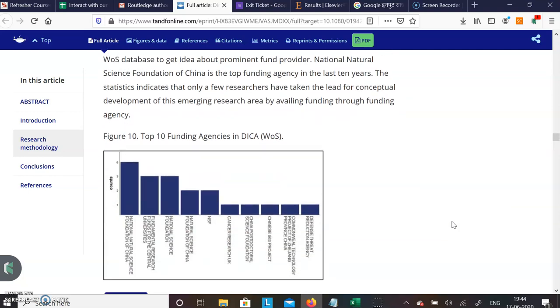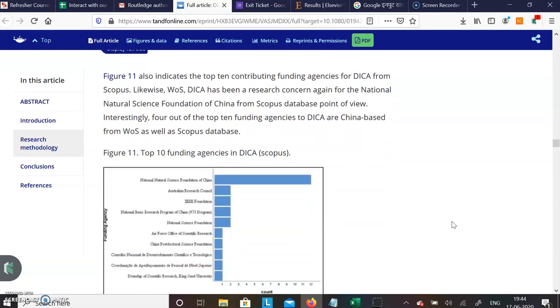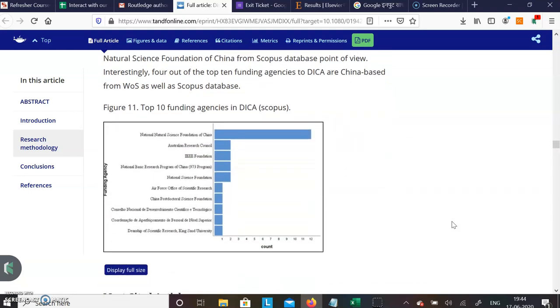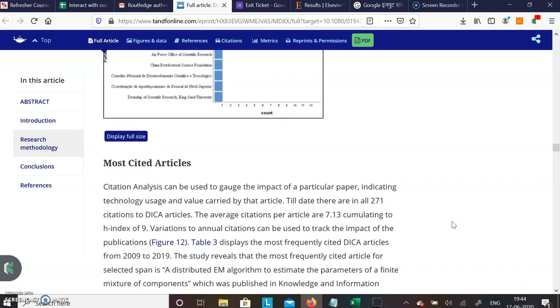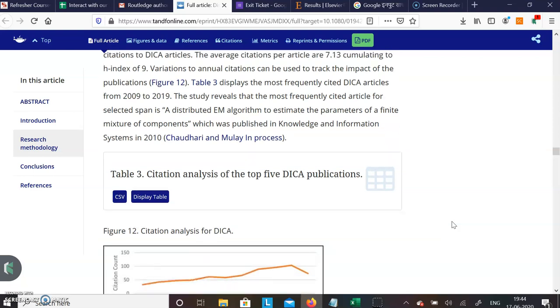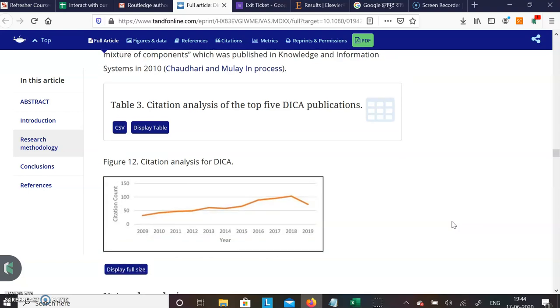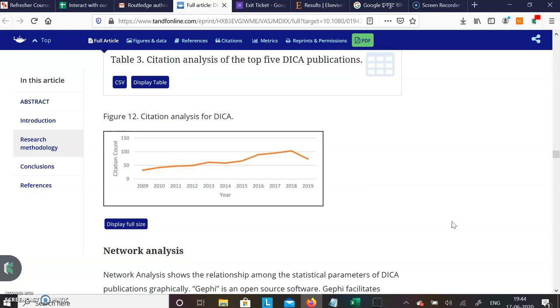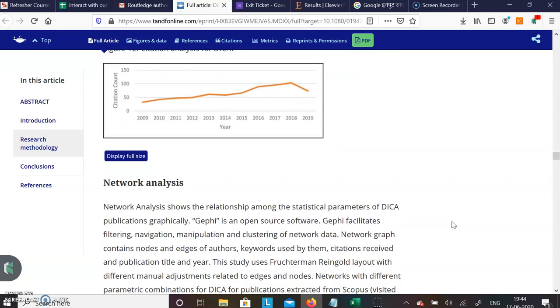These are the funding agencies from Web of Science who have supported the research in DICA. Figure 11 shows the funding agencies who have given financial support to the research in DICA, fetched from Scopus. The most cited papers are given in table 3. The citation analysis of the top 5 DSA publications is given here, and the graphical representation of the citation analysis of DSA is given in figure 12.